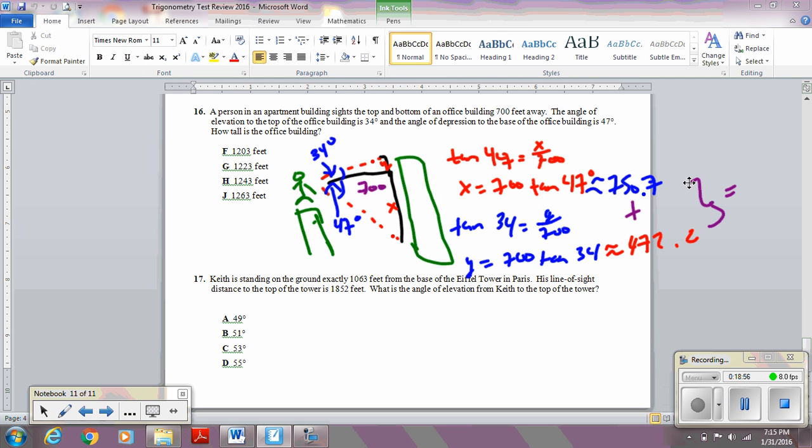And you get roughly 1,222.9. So if I rounded it up one more, it'd be 1,223. So G.